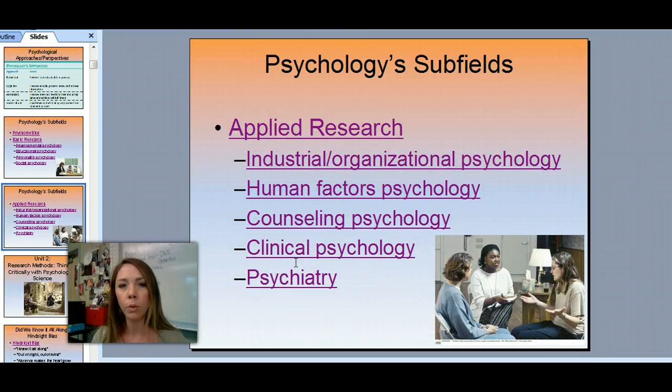Applied research, then, these are when we take the research and we apply it to make a difference, I guess, in the community. Remember, industrial, that's looking at being at a job and what makes people effective. Human factors psychology, we talked about the factors, the 5 factors. Counseling, clinical, and psychiatry. Remember that the psychologist does not need a doctorate, the psychiatrist does. This is a person that can prescribe drugs. And then counseling, this can be anywhere, like in schools or just marriage, things like that. Clinical psychology is a little bit more advanced, looking at treating something that's wrong.